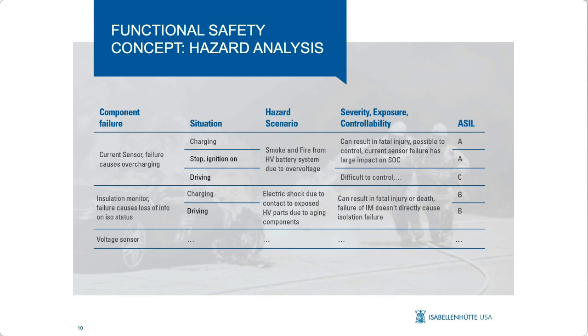In all situations, these hazard scenarios can result in fatal injury or death, but the failure of the isolation monitor doesn't directly cause an isolation failure. It's just a loss of the info on the isolation status. That's why in that case, the ASIL rating that was derived from this was B. Other component failures, like the failure of a voltage sensor, can be evaluated in a very similar manner.